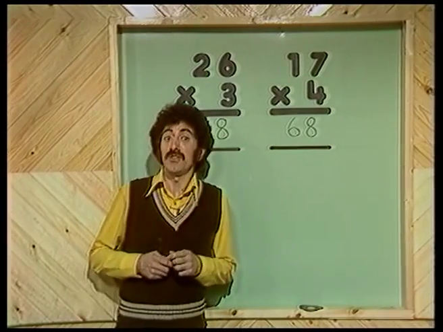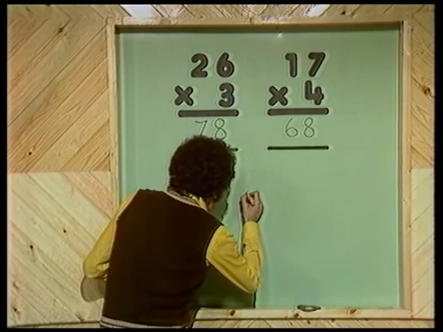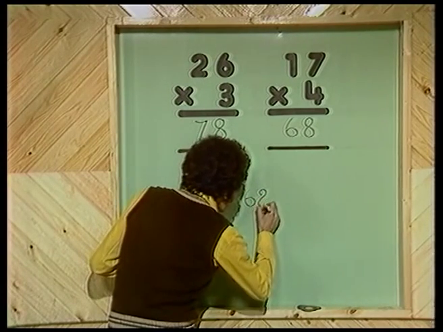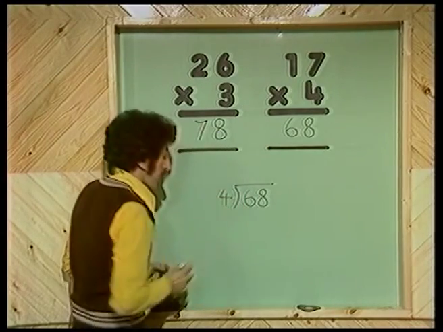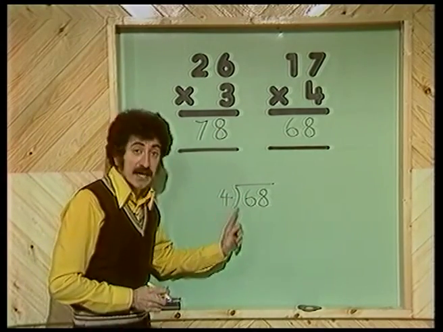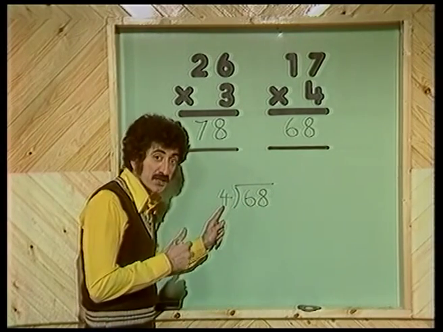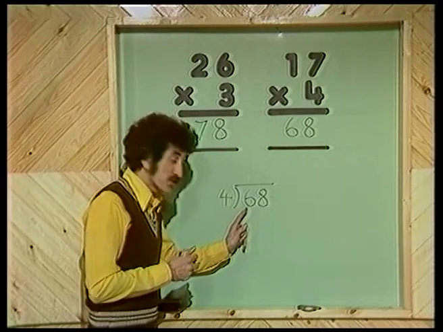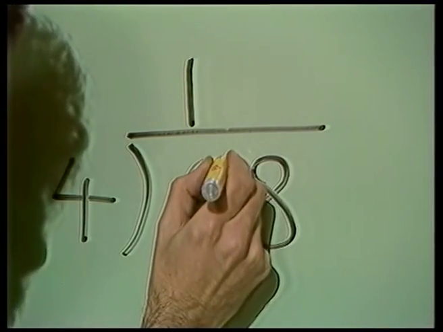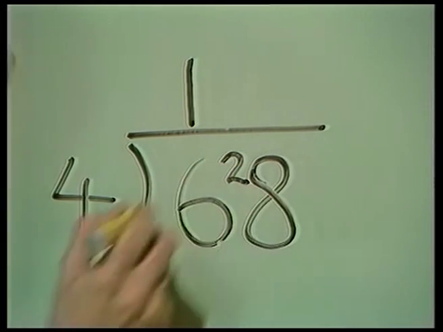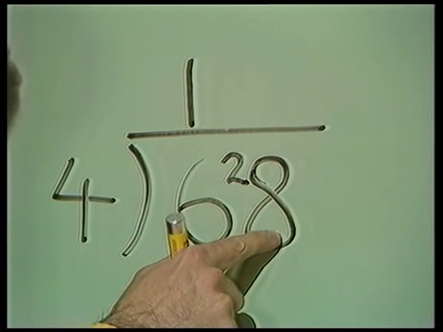Well, I'll do a quick one now on the board. 68 divided by 4. Start with the tens column. 6 divided by 4 is just 1. That's 1 ten, but there's 2 left over, 2 tens left over. I put the 1 ten in there, and the 2 tens left over I'll carry over into the ones column, giving 2 tens and 8 ones, 28.